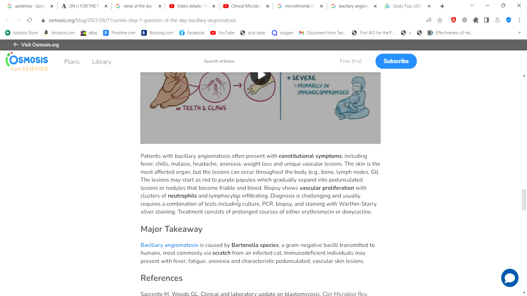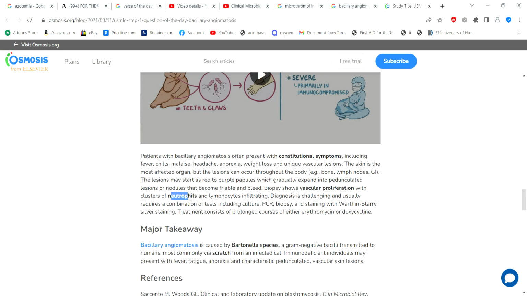Oh, okay. Yeah, they bleed. Bacillary angiomatosis lesions become friable and bleed. Biopsy shows vascular proliferation with clusters of neutrophils. This is extremely important. I'm telling you, these UWorld questions, they don't play. There was a question about this, and I got it wrong that time, and it would be unfortunate if I got it wrong today too. But I didn't, thank God. So neutrophils, remember this.